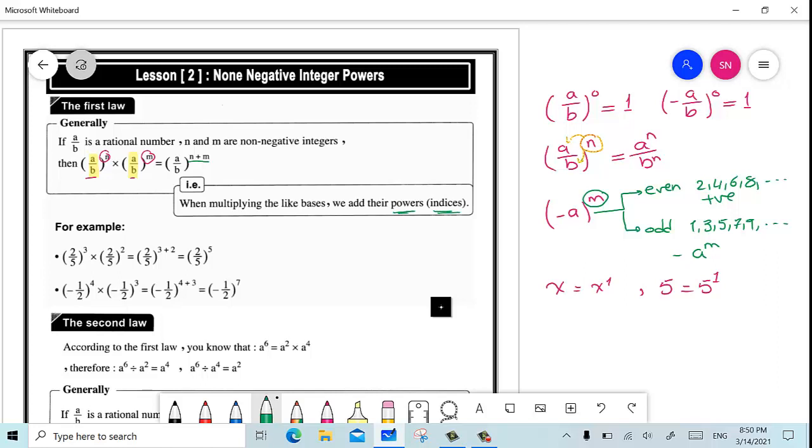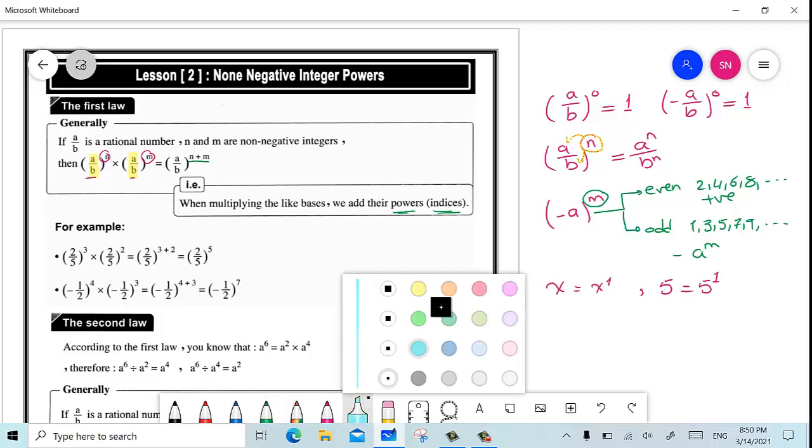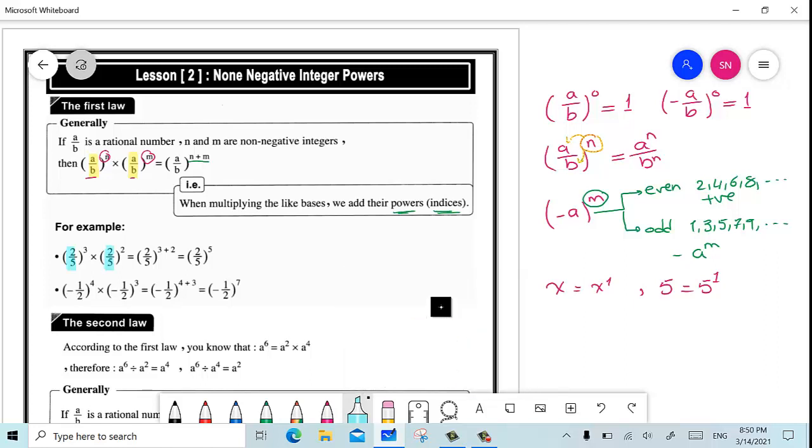So for example, if I have (2 over 5) all raised to the power of 3 times (2 over 5) all raised to the power of 2. Again, I can see that I have the same base. Both of them are 2 over 5. Here I have the power of 3 and here I have the power of 2. So to find the answer, I'm going to have 2 over 5 raised to the power of 3 plus 2. I add powers, which is going to be equal to 2 over 5 to the power of 5.